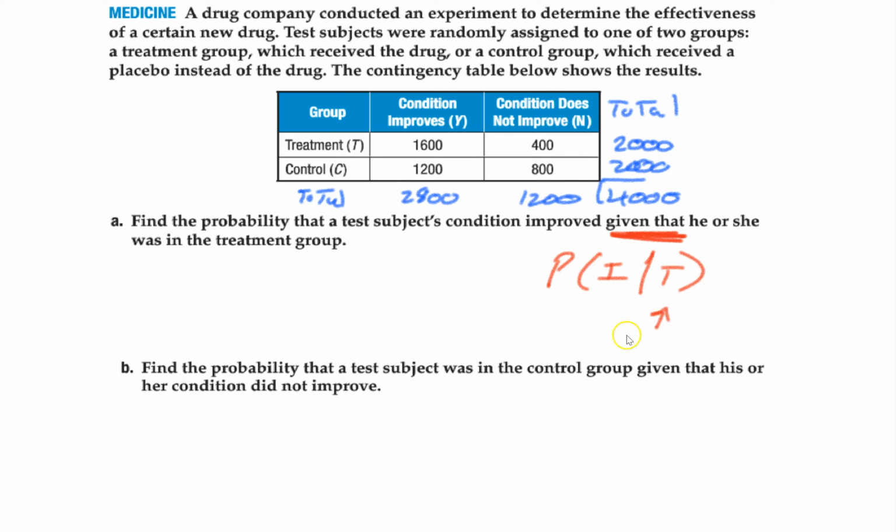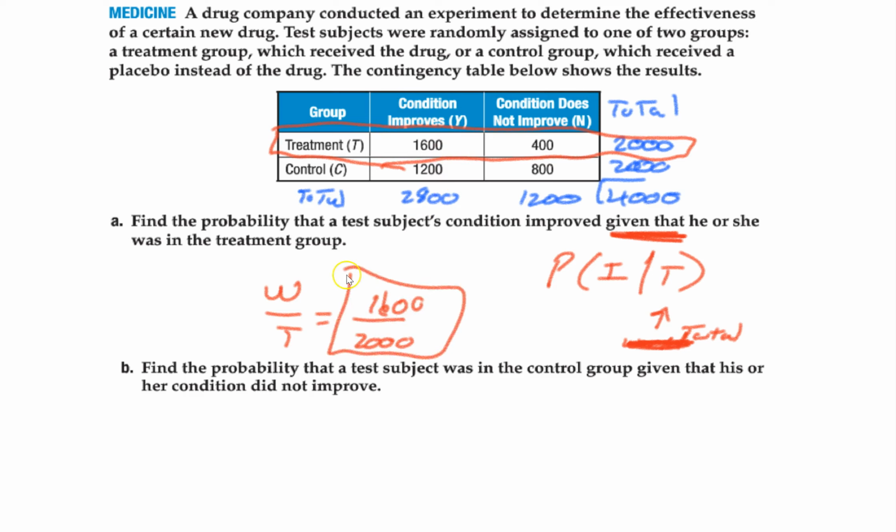And that is, this is the world. This is the total. Right, so we're given that it's in the treatment group. So I know he's in the treatment group. So the only thing I really want to look at is this right here. So that's why I said world first. The only thing I care about is the treatment group. So based on that, since I know I'm in the treatment group, my 1 over total, my total is 2000. Treatment group. And what do I want? I want improved. So how many people improved? 1,600.